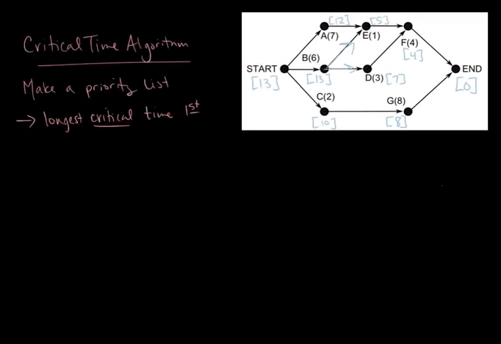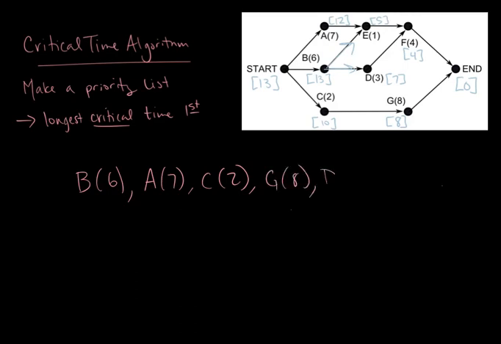The critical time algorithm makes a priority list based off the longest critical time going to the shortest critical time. So for our example, we would start with B with a critical time of 13 but a processing time of 6, then A, C with 10, G with 8, D with 7, E with 5, and finally F with 4. Notice the numbers I wrote in parentheses are the processing times, but the order is based off the critical time.